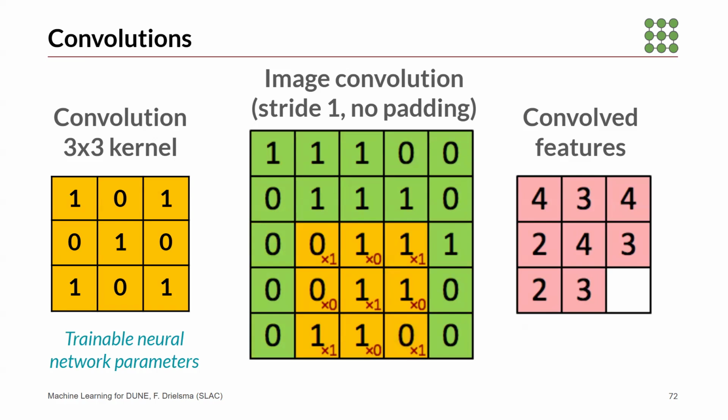So if you do 1 times 1 plus 0 times 1 plus 1 times 1, etc., you will get the number 4. And then when you've moved it to the next number, then you do 1 times 1 plus 0 times 1, etc., and you get the number 3. And that's how you update the features, the feature map corresponding to the input image. I hope that makes sense.